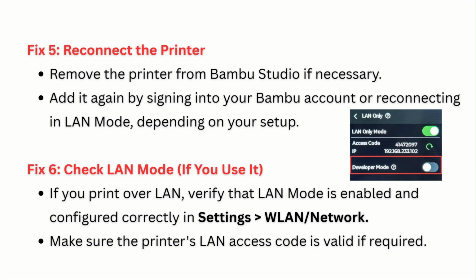Fix 6. Check LAN mode if you use it. If you print over LAN, verify that LAN mode is enabled and configured correctly in settings, then WLAN/network. Now make sure the printer's LAN access code is valid if required.